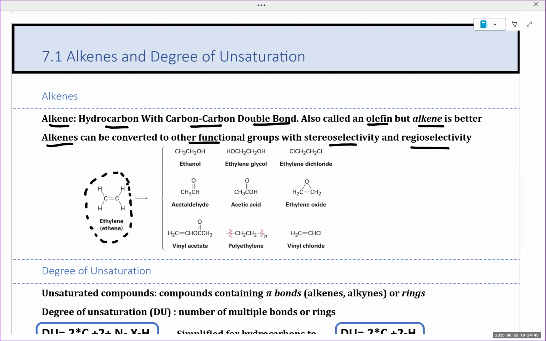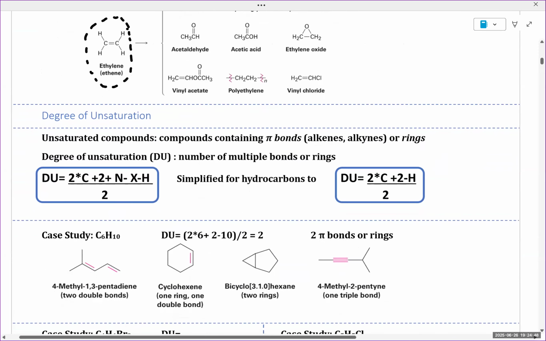Now, one idea that's related to structures containing pi bonds or rings is this idea of degrees of unsaturation. So unsaturated compounds are compounds containing pi bonds or rings. The degree of unsaturation, or Du, indicates the number of multiple bonds or rings in a given formula. Du can be calculated using this expanded formula here, while if you have just a simple hydrocarbon, Du can be calculated by taking 2 times the number of carbons plus 2 minus the number of hydrogens, divided by 2.